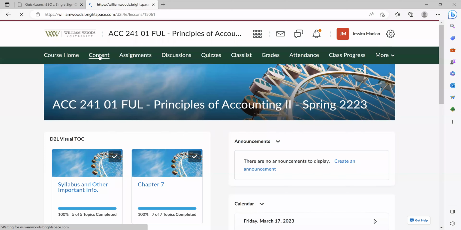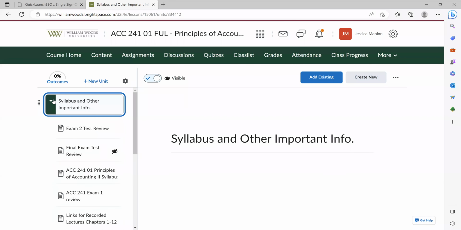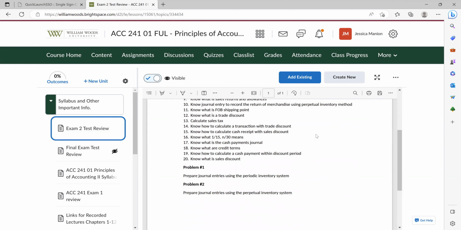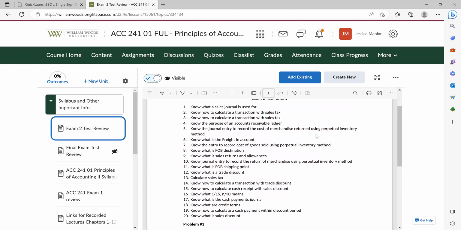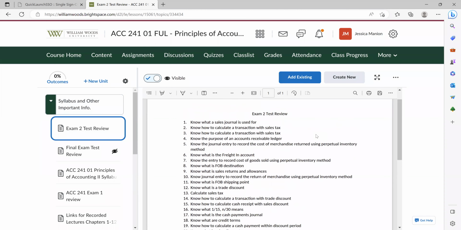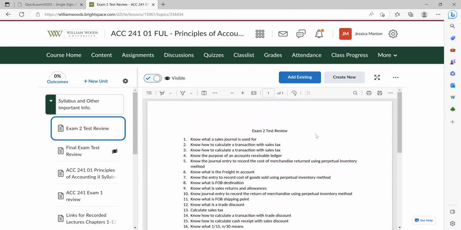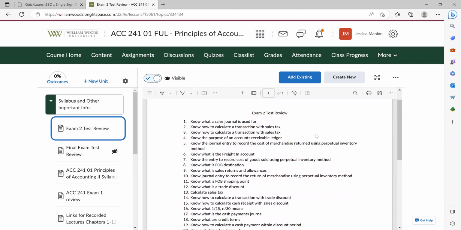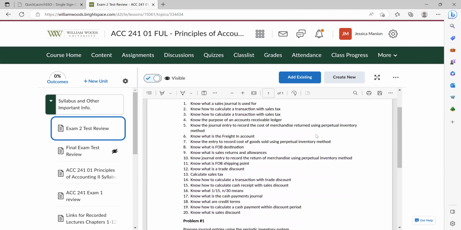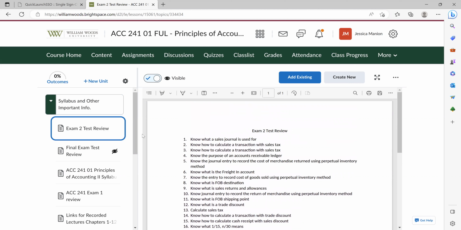I wanted to show you, number one, last night I posted the exam 2 test review. So here is the test review for exam 2, and you see there are 20 multiple choice and 2 problems. We are going to go over the test review together on Monday, but if you would like to go ahead and get started on your study guide, the exam 2 test review is in there and open for you. So I wanted to show you that first.